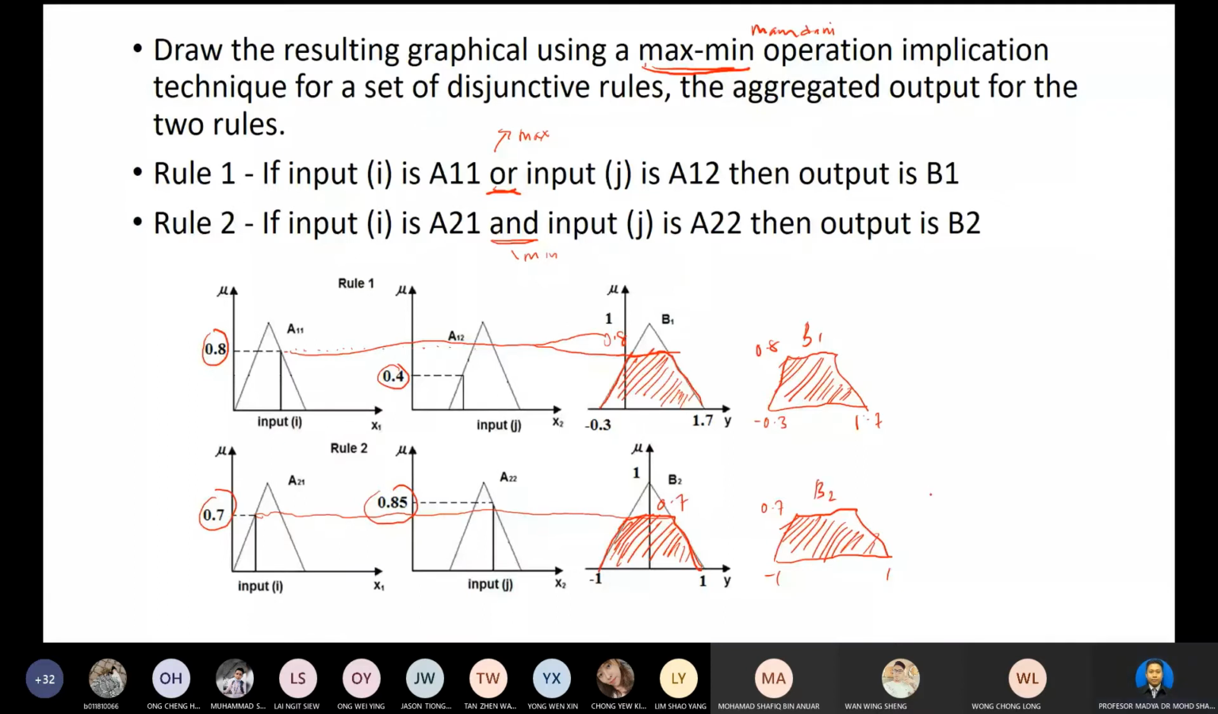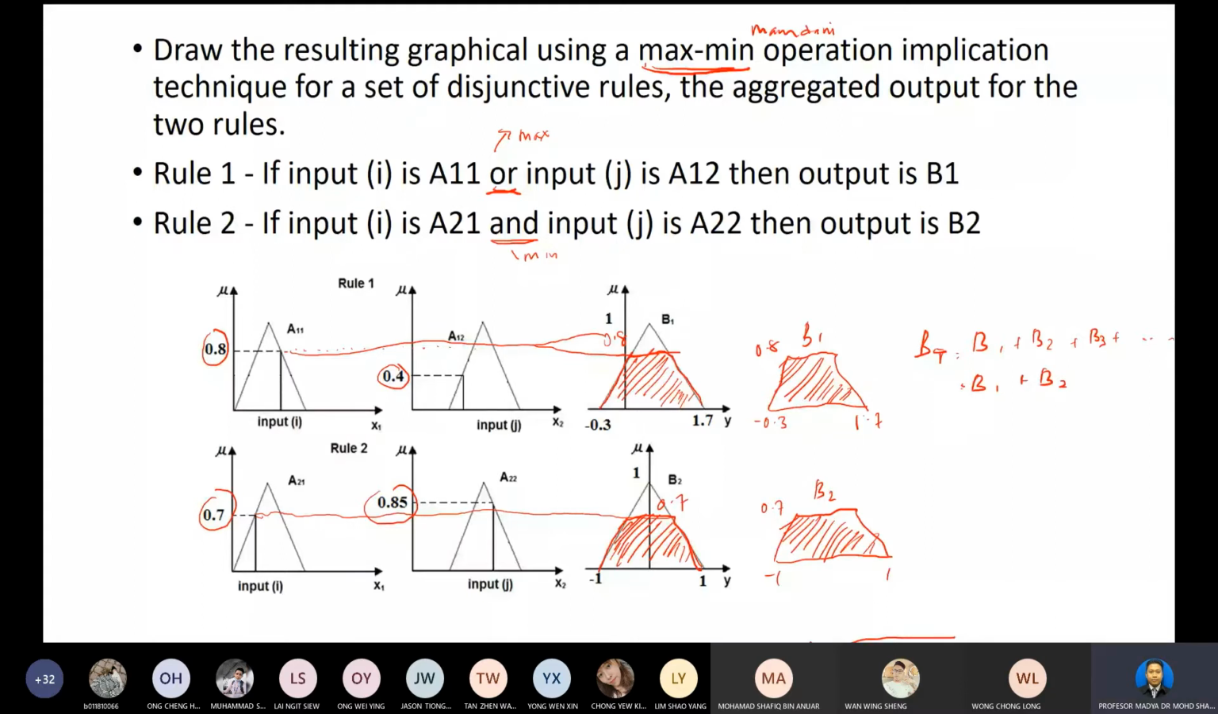So for the total one, you actually have to add all the outputs for every rule. For example, B total is B1 plus B2 plus B3 and so on. If we have 12 rules, that means you have to add B1 plus B2, B3, until 12. For this example, it is only B1 plus B2. So you have to add these, and this we call the B total.